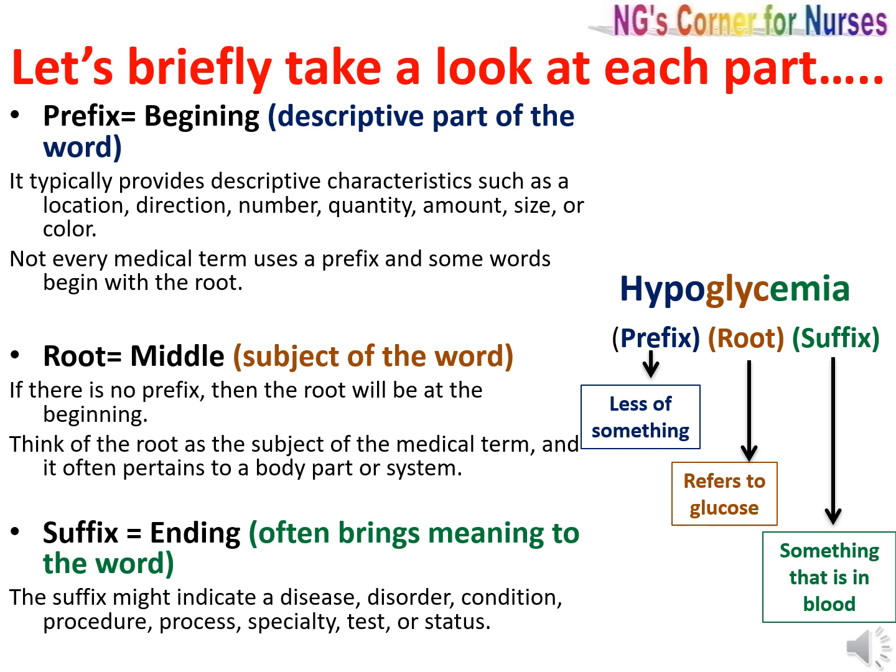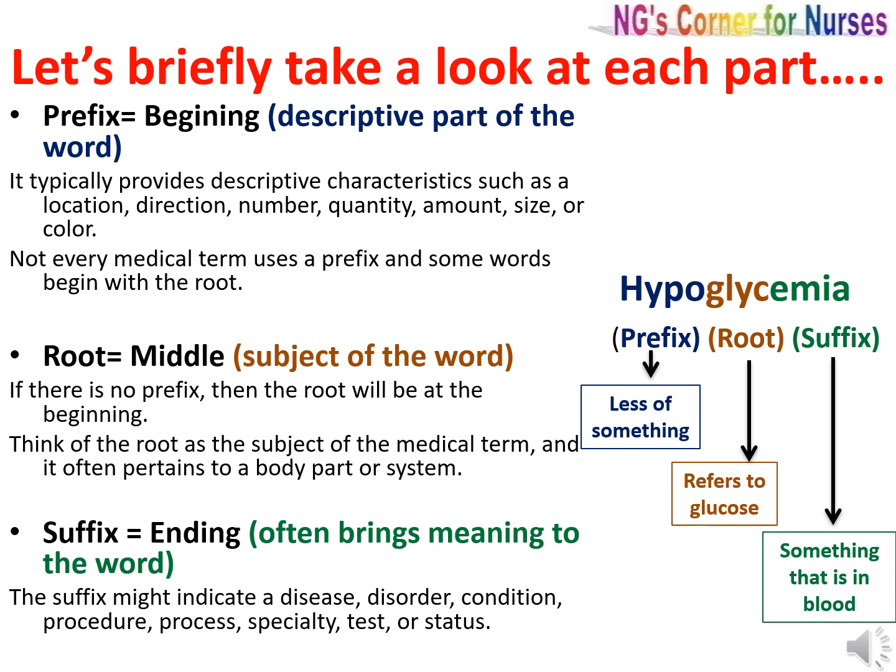Next is the root. It is the middle part. It is the subject of the word. The root gives the medical term its core meaning. If there is no prefix, then the root will be at the beginning. Think of the root as the subject of the medical term, and it often pertains to a body part or system. And the last part is the suffix. It is the end part. It often brings meaning to the word. The suffix might indicate a disease, disorder, condition, procedure, process, specialty, taste or status.